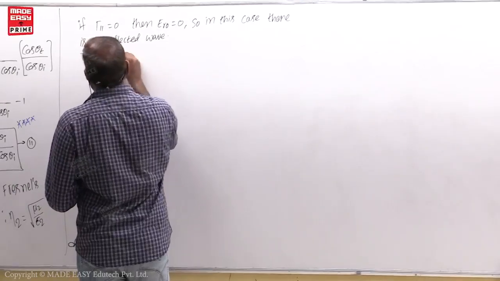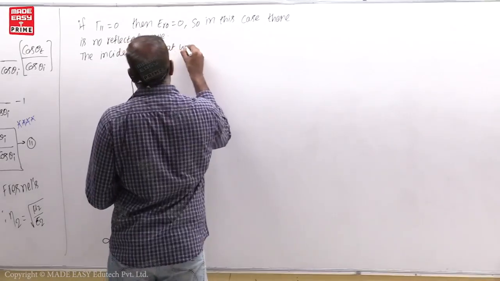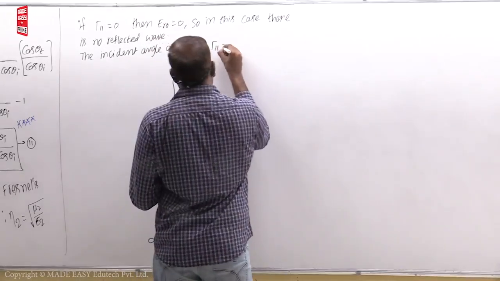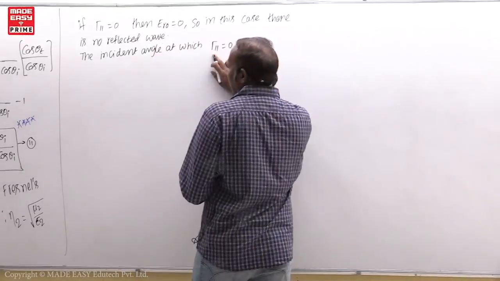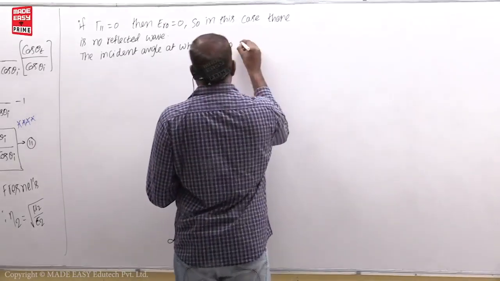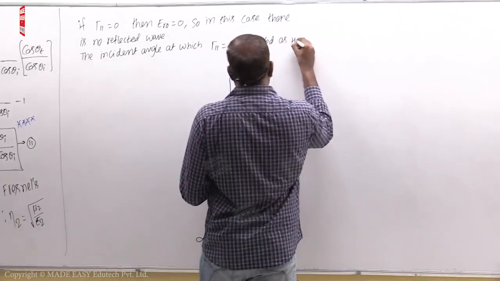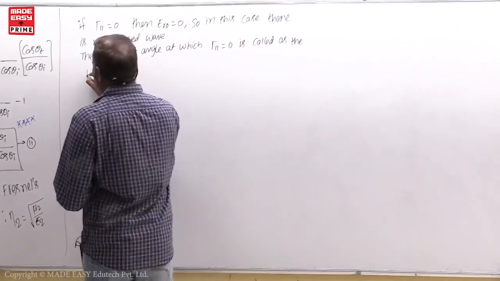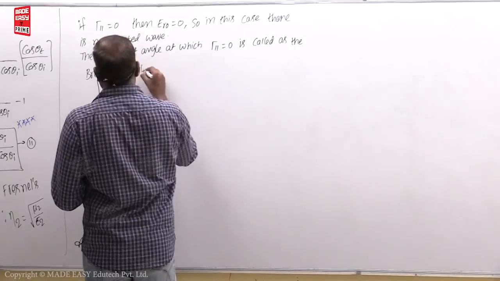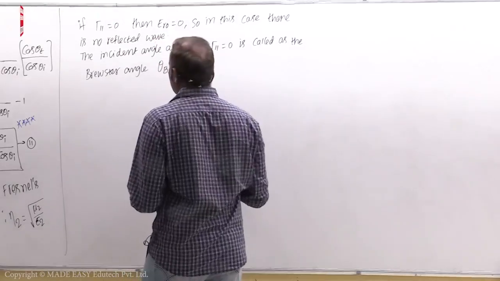The incident angle at which gamma parallel is equal to 0. Gamma parallel means reflection coefficient of parallel polarization. If you want, you can write there. The angle at which it is 0 is called the Brewster angle, that is theta B, and this is for parallel polarization, so theta B parallel is written.